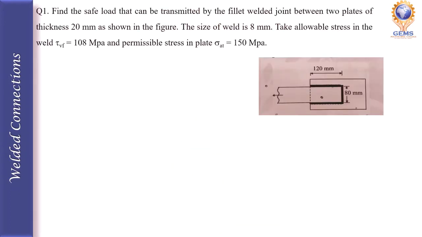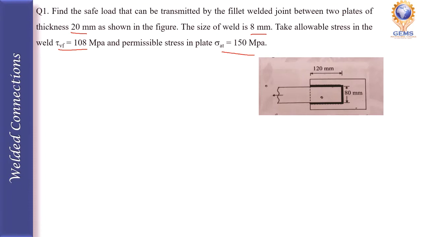The first question is, find the safe load that can be transmitted by the fillet welded joint between two plates of thickness 20 mm as shown in the figure. The size of the weld is 8 mm. Take allowable stress in the weld, tau Vf, equal to 108 MPa, and the permissible stress in the plate, sigma At, equal to 150 MPa.